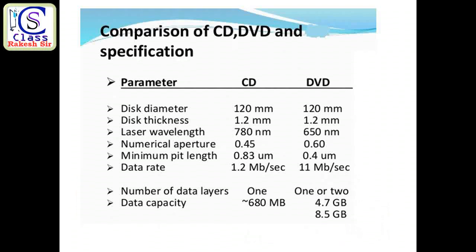The first disk drives are the CD and DVD, so I am going to explain them here. As you know, the capacity of a CD is 680 MB and the capacity of a DVD is 4.7 GB and 8.5 GB. There are two different types of DVD. A CD has one data layer, and in a DVD there are two data layers. The data rate is 1.2 MB per second for a CD, and 11 MB per second for a DVD. So these are the differences.